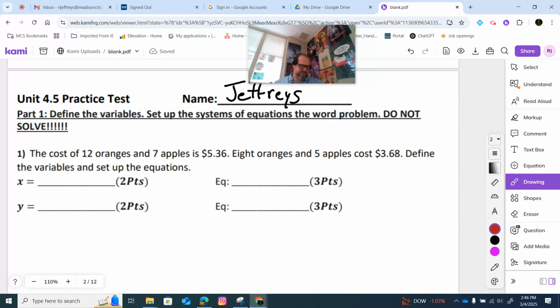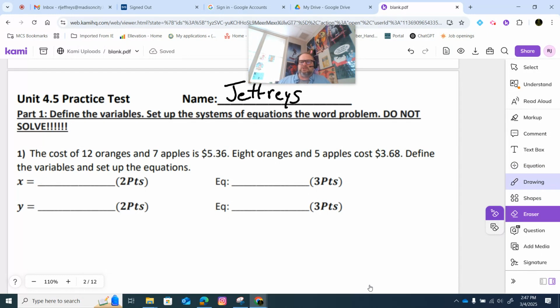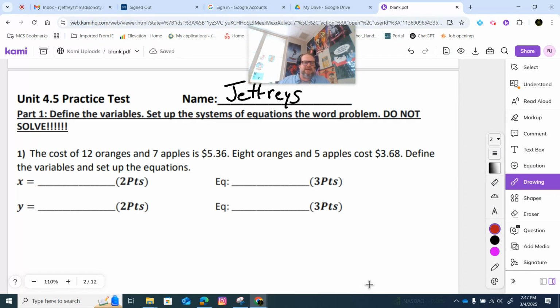Now, the question was, what if you put apples for X and oranges for Y? That's fine. Whatever you define it as, that's how I'm going to grade it. But most people would probably do this because this is how we read it. Did anybody put X as apples? Okay, you did. No, you're stretching.